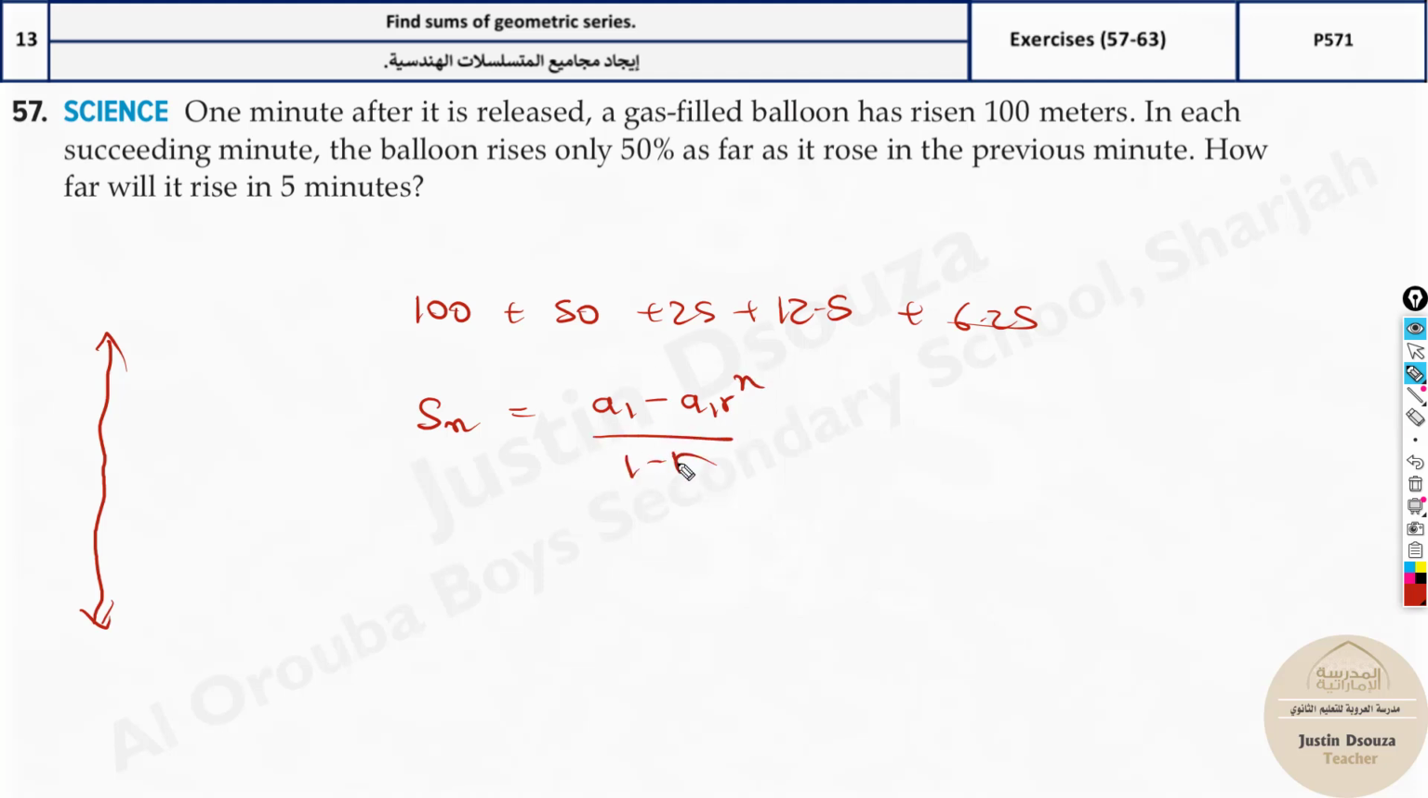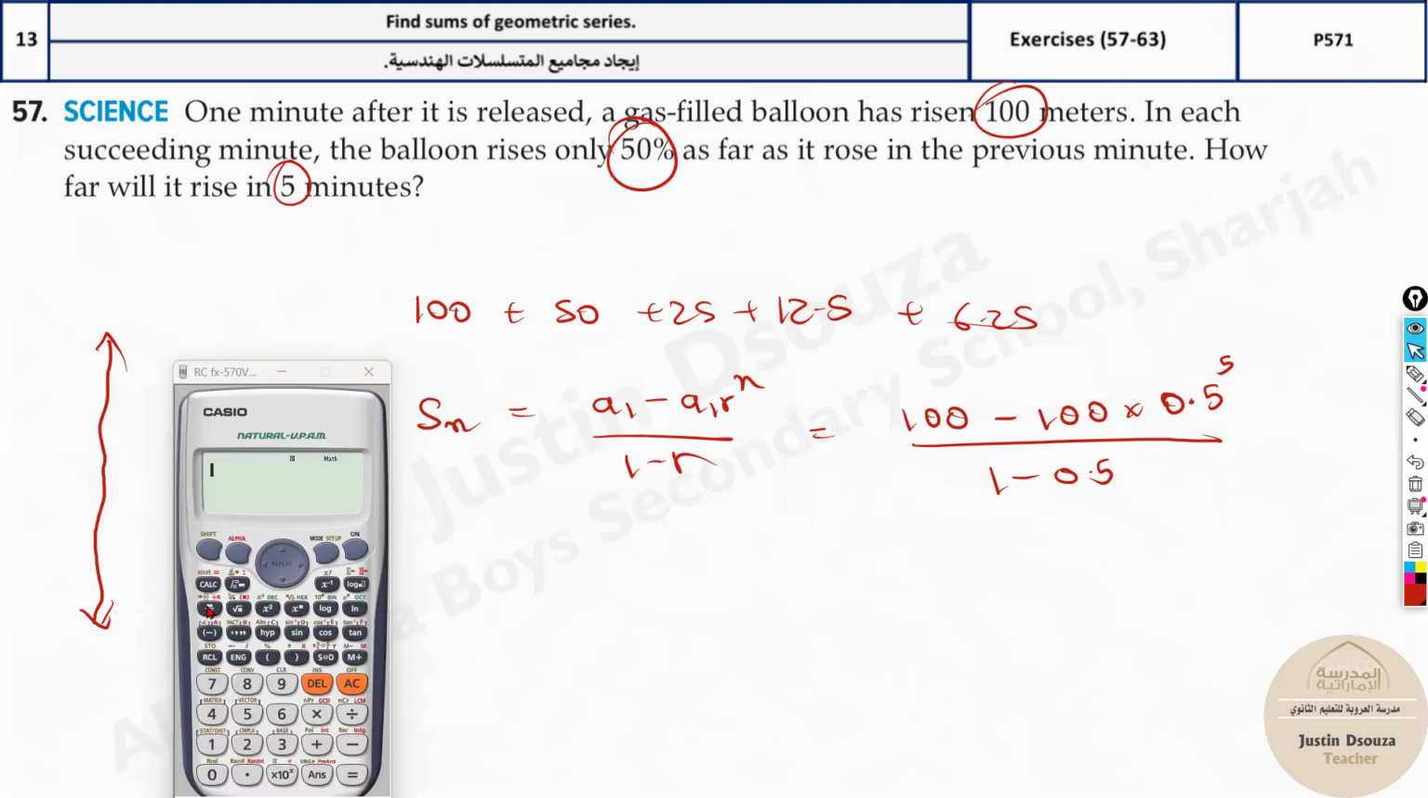This is the formula. Now here, what's the first term? 100. So 100 minus 100. What is r? 50%. What is 50%? That is 0.5, or you can write 50% itself, but you have to use brackets and all. It's better to write 0.5. What is n? The first minute it rose 1. Now we need 5 minutes, so n is 5. And 1 minus r, what is r? 0.5. Put it in the calculator, you will get the answer.